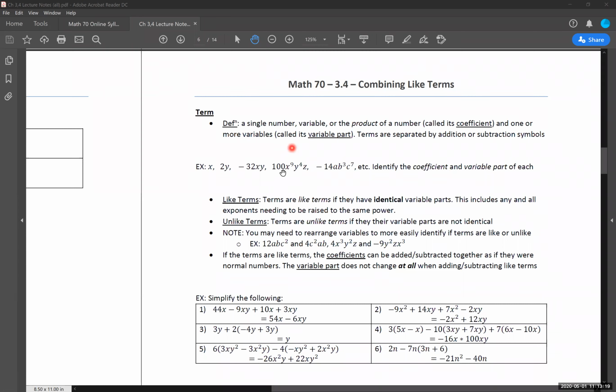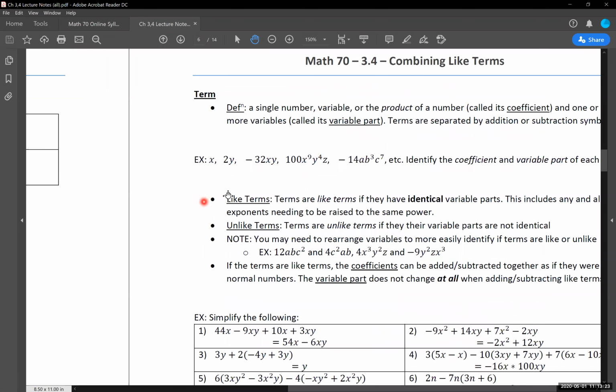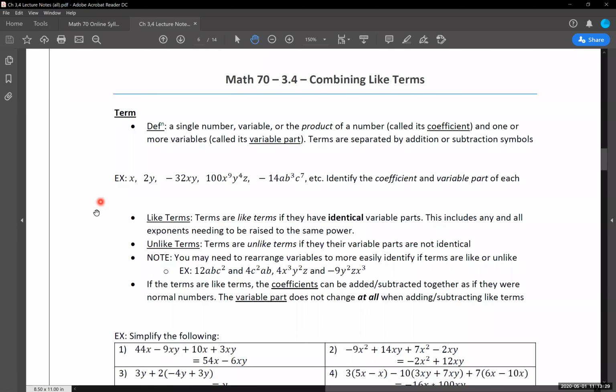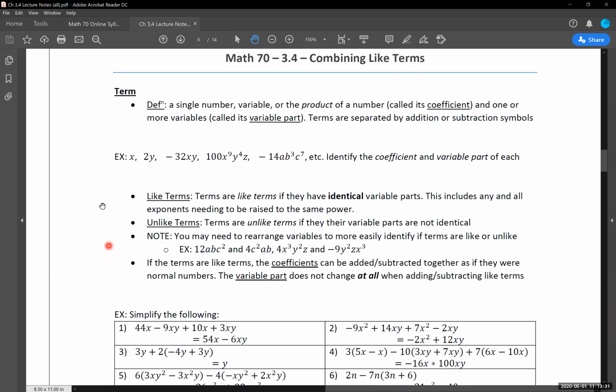So we go into the more specifics of what we're working with for this section, which is, we're told that we are combining like terms. So what are some definitions of these things? We're going to define like and unlike terms. Like terms are terms that have identical variable parts. So this is where we absolutely need to be able to correctly identify the variable parts of all of the terms that we may be working with in a problem.